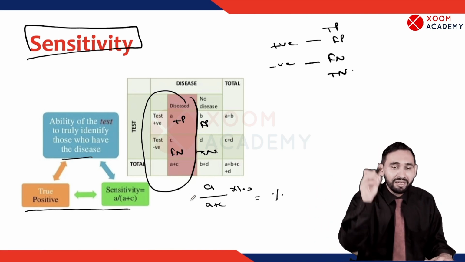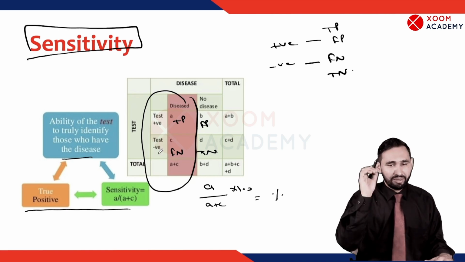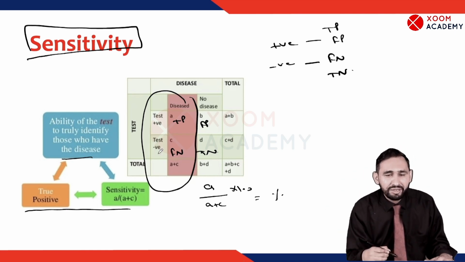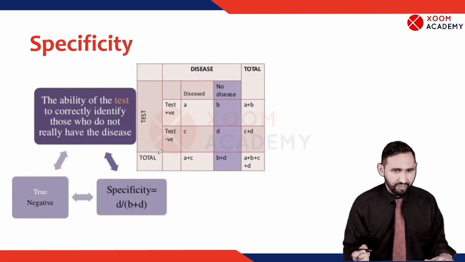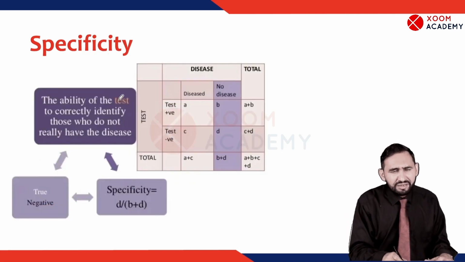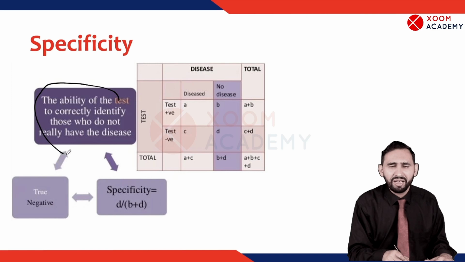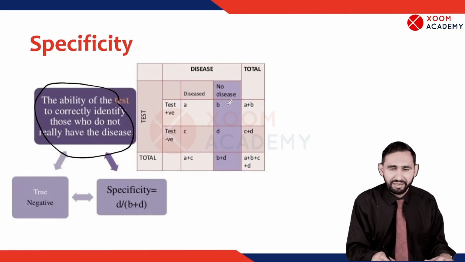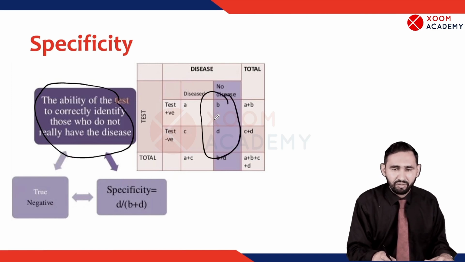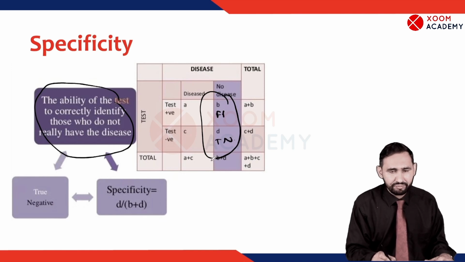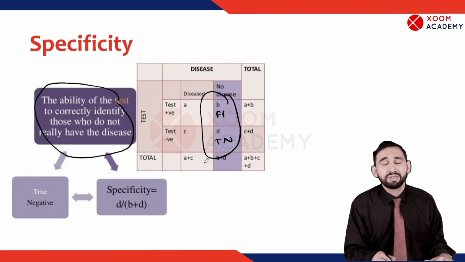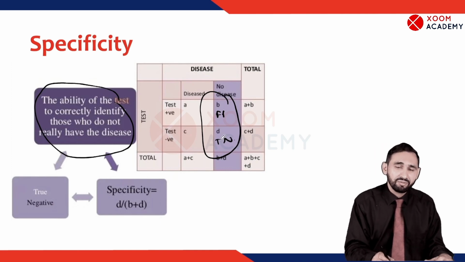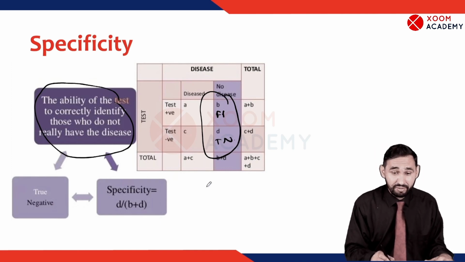If sensitivity is higher, the screening test has more disease ones. If it is lower, it yields non-disease ones. What is specificity? It is the ability of the test to correctly identify those who don't have the disease. These are non-disease. Who are non-disease, false positive and true negative. Now we want to see the percentage of screening test which yields true negative. So we will divide D by B plus D and multiply it by 100.